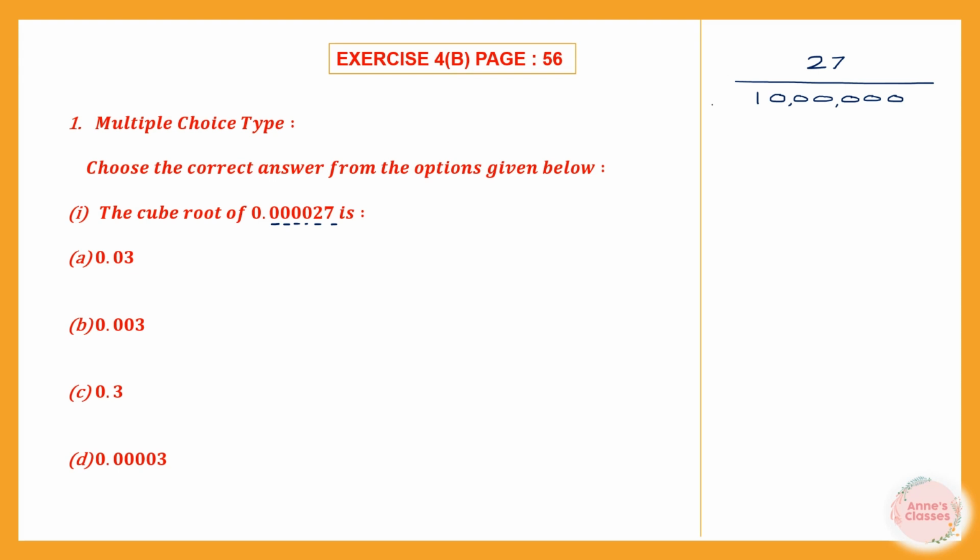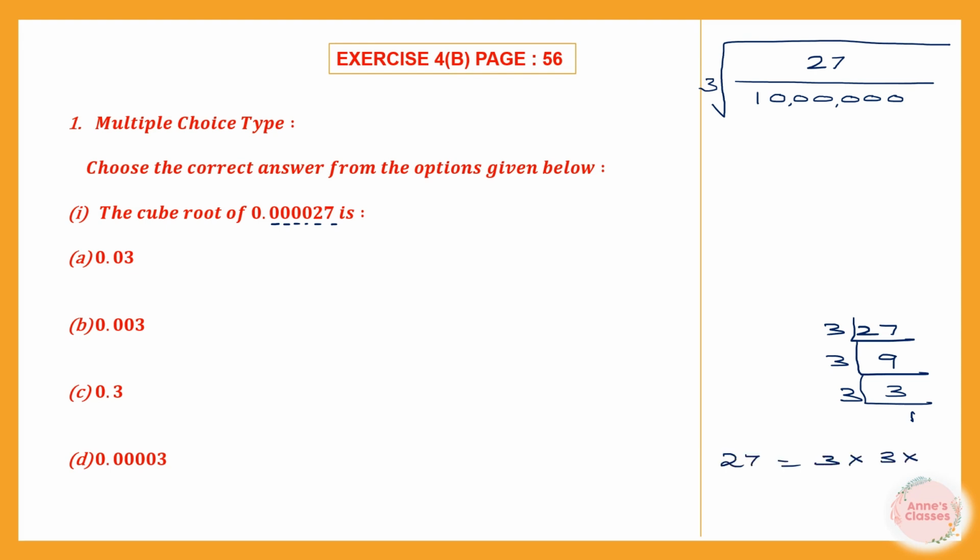Now I have to find the cube root of this number. So we put that symbol and we write 3. That means we are finding the cube root. So first thing is, let's get all the factors of 27. So 27, let me get the factors starting with 3. 3 9s are 27, 3 3s are 9 and 3 1s are 3. So 27 is 3 into 3 into 3. So let's write that. So this will be the cube root of 27. Now we're going to write it as 3 into 3 into 3. So this is the cube root.